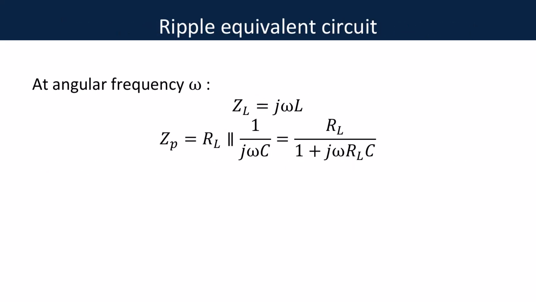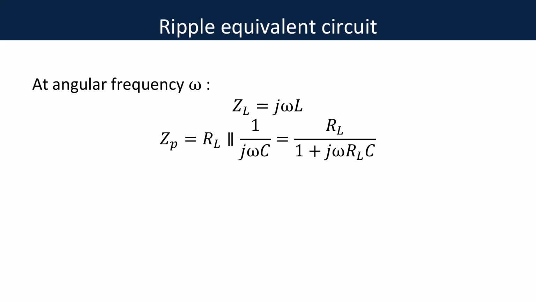At ripple angular frequency omega, the series inductor has impedance j omega L. At the output, the capacitor is in parallel with the load resistance. Combining those two parallel impedances gives RL divided by 1 plus j omega RL times C. This equivalent impedance is called ZP.